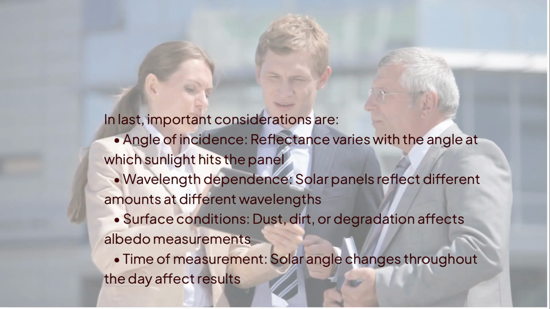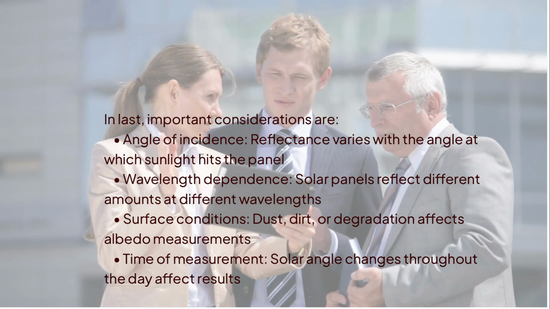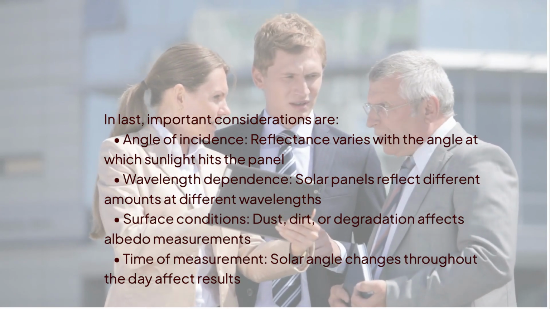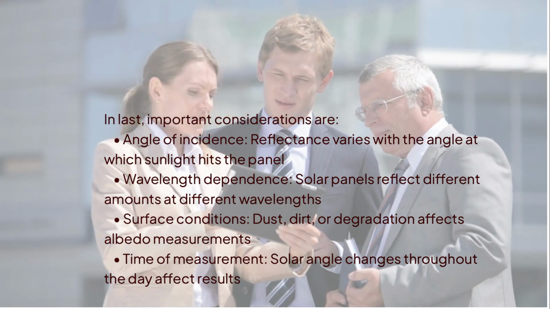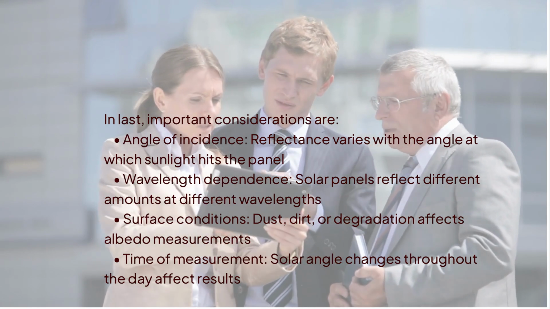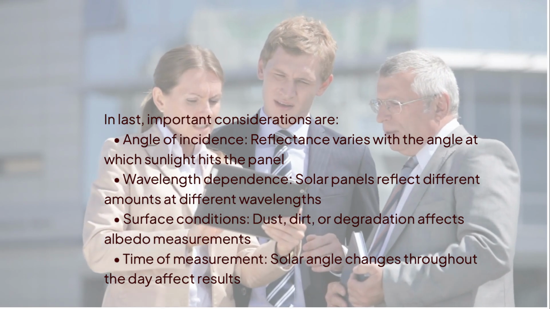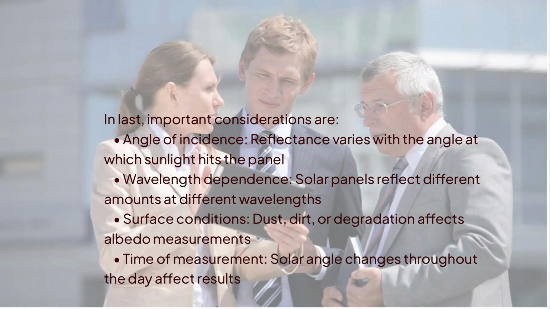Lastly, there are important considerations. Angle of incidence: reflectance varies with the angle at which sunlight hits the panel. Wavelength dependence: solar panels reflect different amounts at different wavelengths. Surface conditions: dust, dirt, or degradation affect albedo measurements. Time of measurement: the solar angle changes throughout the day and affects results.